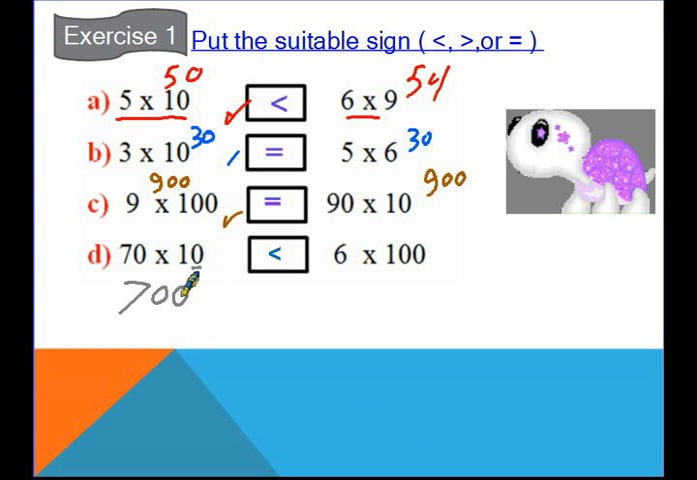Okay, and what about 6 times 100? 6 times 100 equals 600. So, which is the greatest? 700 or 600? It's 700. So 700 is more than 600.